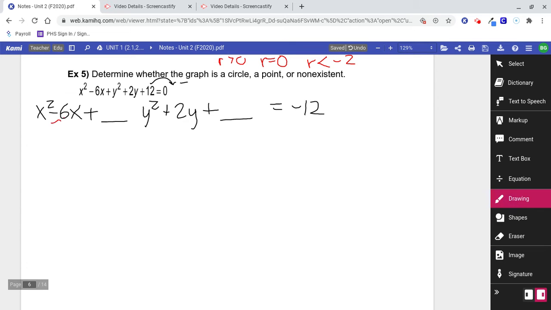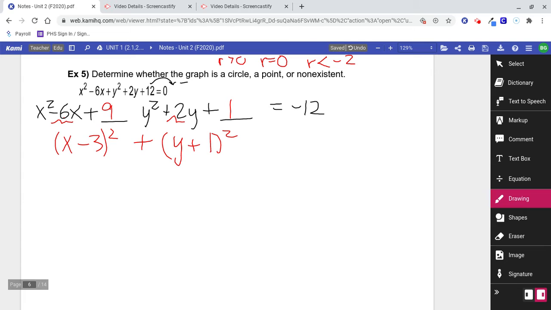How this works is you take this number right here and cut it in half. That's -3. Square that number, that's +9. And so if you think about factoring that, two numbers multiplied to 9 that add to -6 are -3 and -3, so that's going to factor into (x minus 3) squared. I just completed the square over there. Similarly over here, cut that in half, that's 1. Square it, that's 1. Factor it, you get (y plus 1) squared. And so I have completed the square.